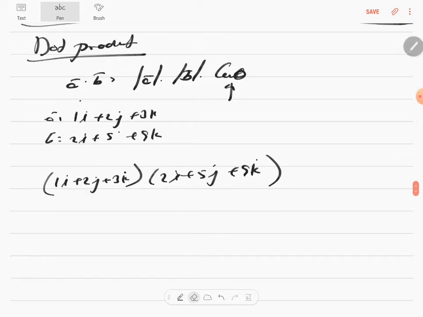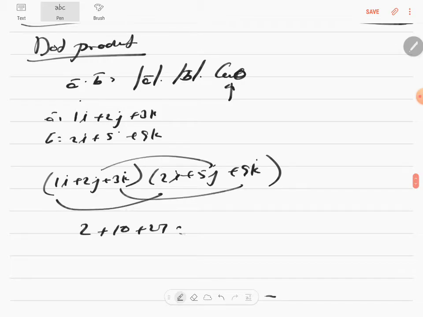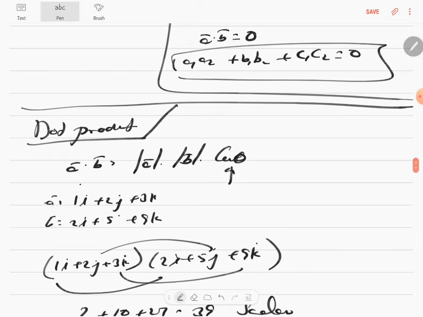j square is 1, you know the unit vectors. So therefore 1 2s are 2 plus 5 2s are 10 plus 9 3s are 27 will give me 39, which is a scalar. It's not a vector. The i's, j's, k's have disappeared. It's called a scalar. That's why dot product is also called a scalar product.